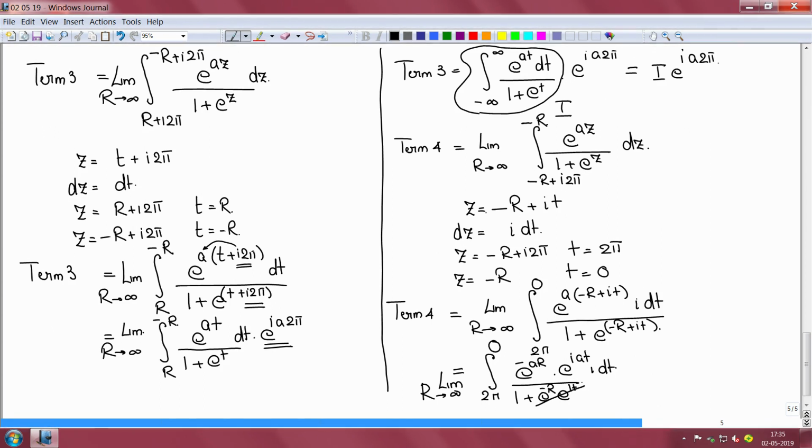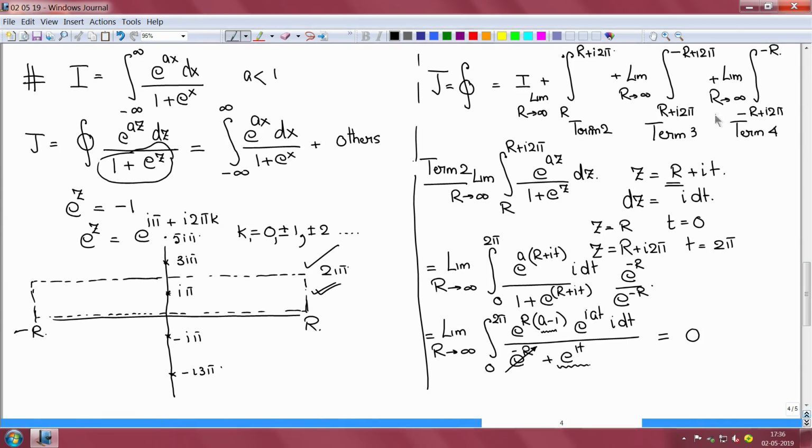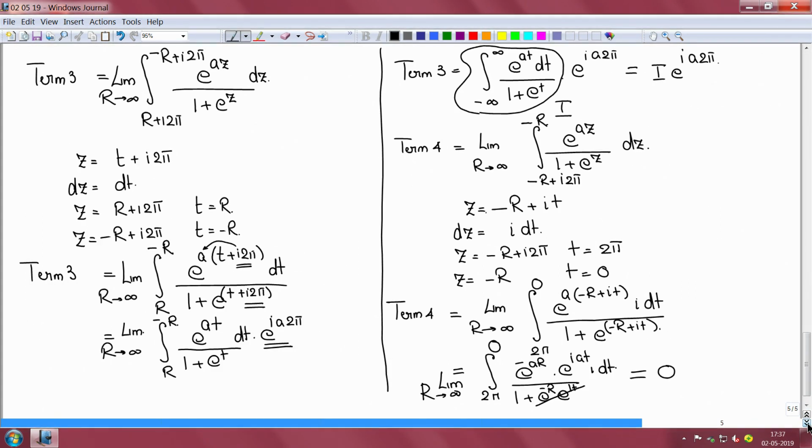Now this goes to 0 because r is tending to infinity, and this numerator also goes to 0, and numerator multiplies everything. So this goes to 0. Now we have, there's one problem that I had. The limits on term 3 are r in the denominator, minus r in the numerator. Okay. So the limits here would be plus infinity here and minus infinity here, plus infinity to minus infinity. Okay. So this is minus I e to the power ia twice pi.